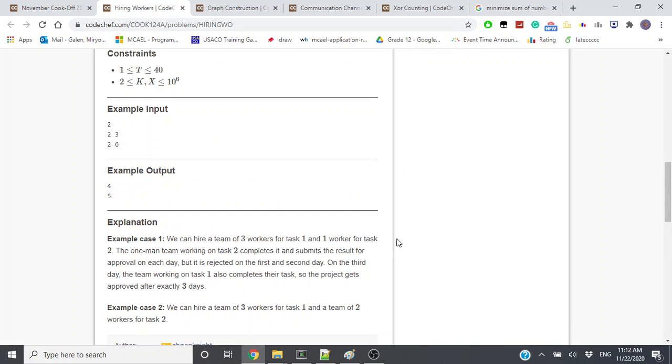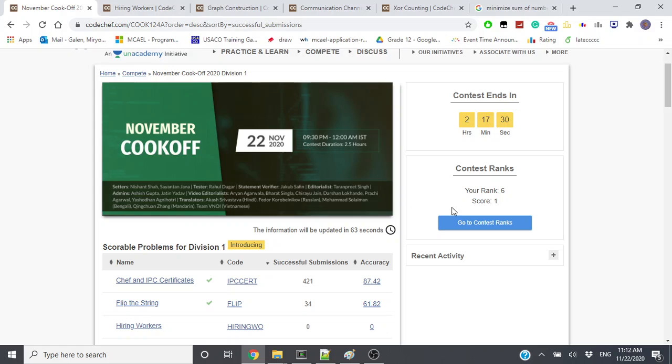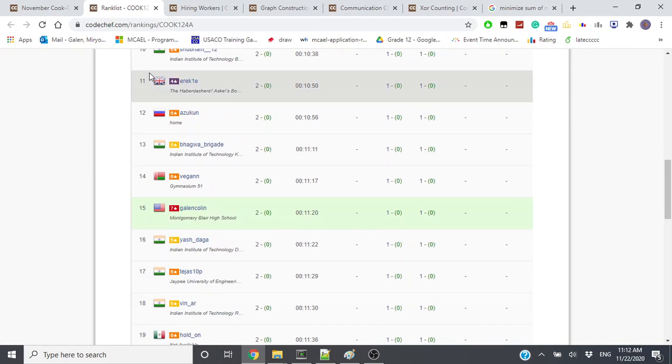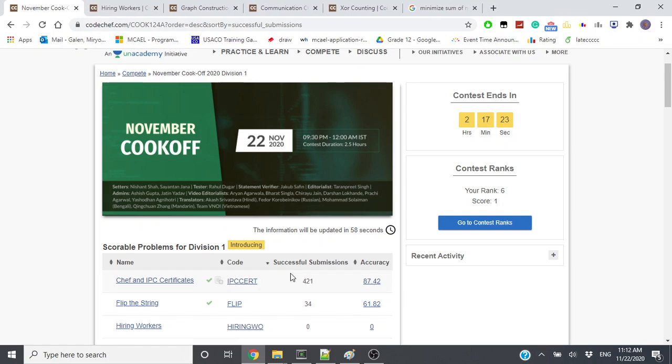Okay. Hire a team of 3 workers and 1 worker for task 2. Yeah, 3 workers, 2 workers for task 2. Don't understand what we have to do here though. Okay, it's about speed.